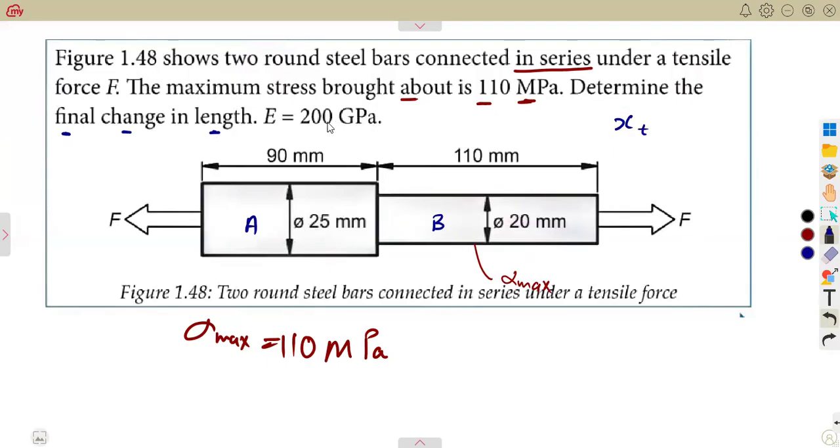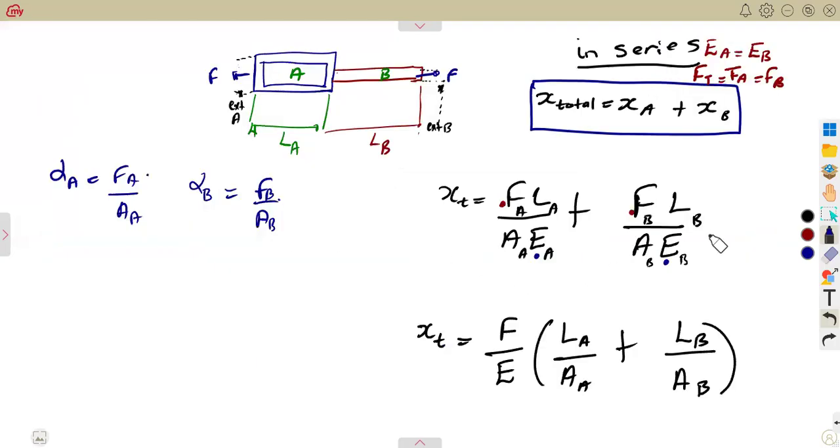Provided that E is equal to 200 gigapascal. Remember, E is the same. E for A is the same as E for B, so that's why we're just given that one. Remember, we need to calculate the total, which we can have from either this presentation or this presentation.